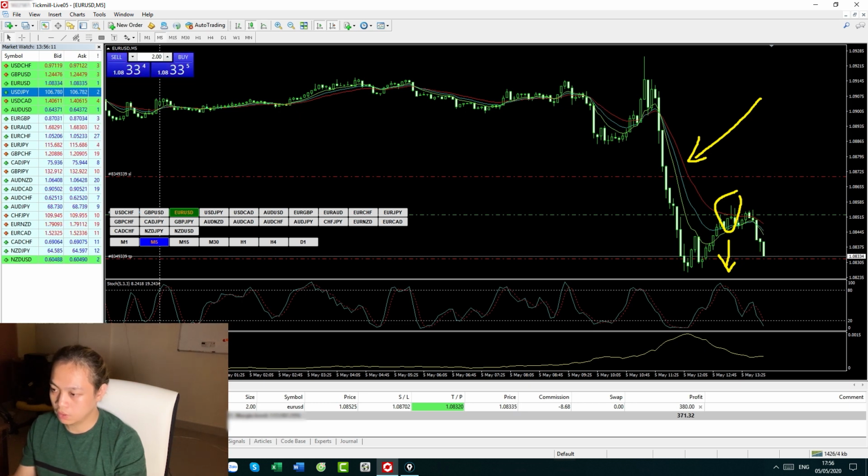Here we go. Did it hit my take profit or not? Yeah, so the previous bearish candle, hopefully it's not a rejection of that movement, and I still keep my confidence for the trade.